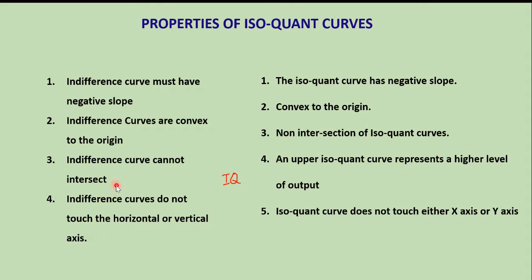Indifference curve cannot intersect. Here also, non-intersection of isoquant curves. Indifference curves do not touch the horizontal or vertical axis. Isoquant curve does not touch either x-axis or y-axis. X is called the horizontal axis, y-axis is called the vertical axis. Only this is extra: an upper isoquant curve represents a higher level of output.